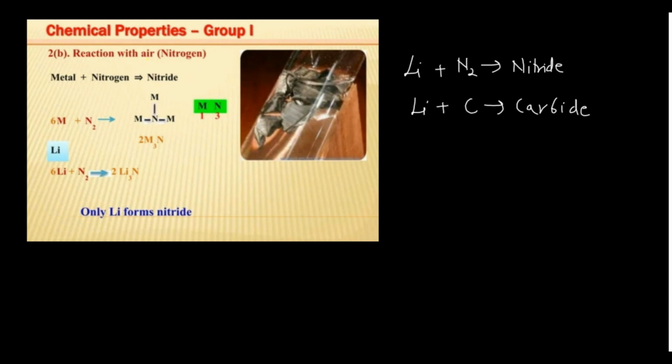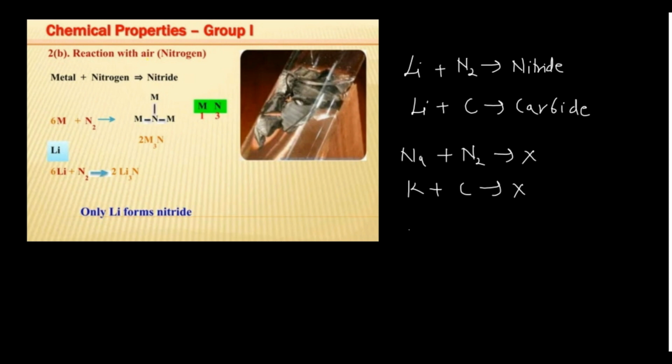So despite having very high ionization energy, lithium is the only alkali metal which reacts directly with nitrogen and carbon to form the corresponding nitrides and carbides, while other alkali metals do not react directly with nitrogen or carbon. So if you have, say, sodium and you react it directly with nitrogen, then no reaction would occur. Similarly, if you have potassium and you react it with carbon directly, there would be no reaction. Please remember this point.